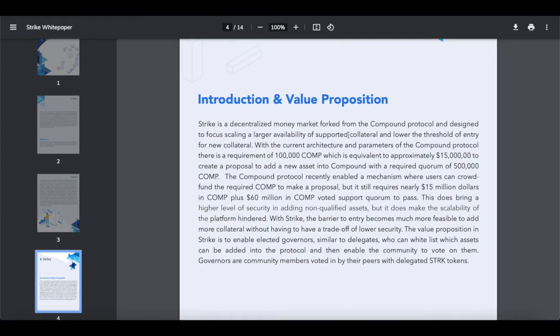This does not bring a higher level of security in adding non-qualified assets, but it does make the scalability of the platform hindered. With STRK, the barriers of entry become much more feasible to add more collateral without having to trade off or lower security. The value proposition in STRK is enabling elected governors who can whitelist which assets can be added into the protocol and then enable the community to vote on them. Governors are community members voted in by their peers with delegated STRK tokens.